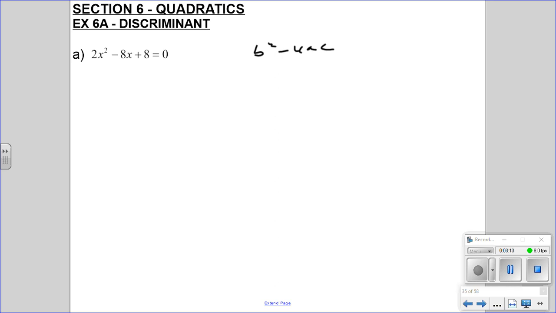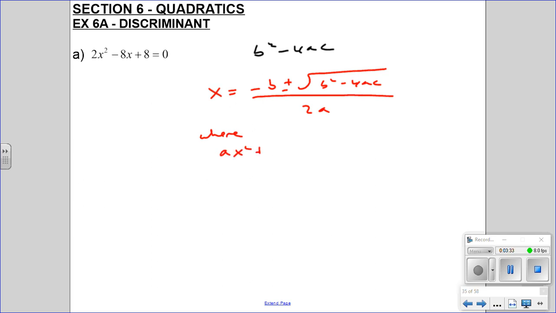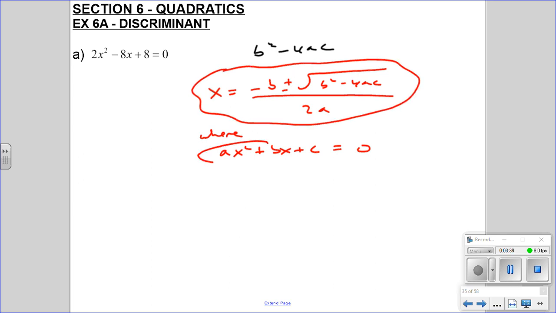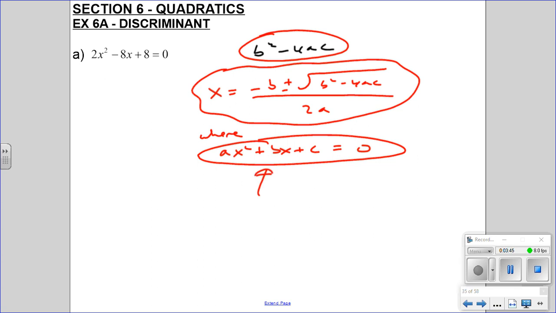So b squared minus 4ac is your discriminant. Where can you find the discriminant? And where does that come from? Well, you know from the quadratic formula that x is minus b plus or minus the square root of b squared minus 4ac, all over 2a, where, again, remember it has to equal 0, so ax squared plus bx plus c equals 0. This formula can only be applied when your quadratic equals 0, and the discriminant can only be applied once your quadratic equals 0. And you can see then that this discriminant is this section here in your square root.